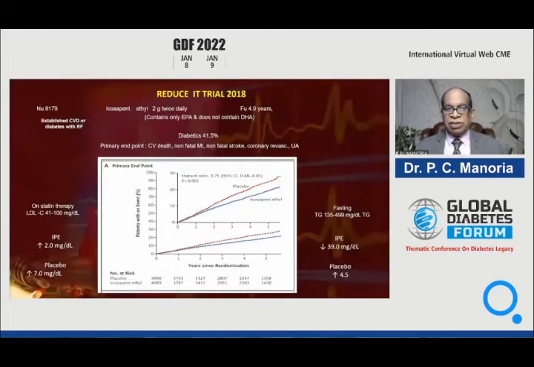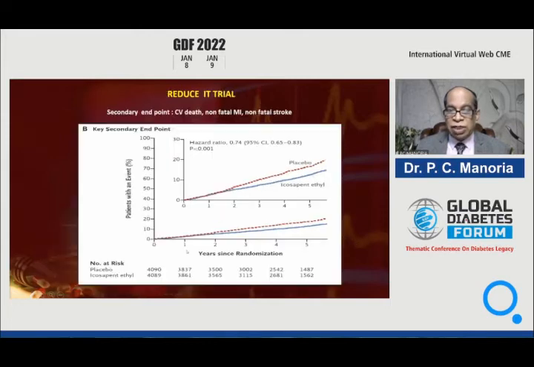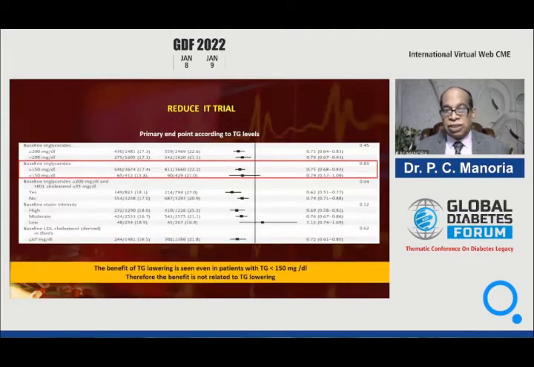And then we have icosapent ethyl, which was tested in the REDUCE-IT trial, 8,000 patients with established CVD or diabetes with a risk factor. These patients had hypertriglyceridemia, 135 to 499. It reduced triglycerides by about 39 milligrams. And for the primary endpoint, you can see a 25% reduction in the primary ischemic endpoint, and the secondary ischemic endpoint also showed a 26% reduction.